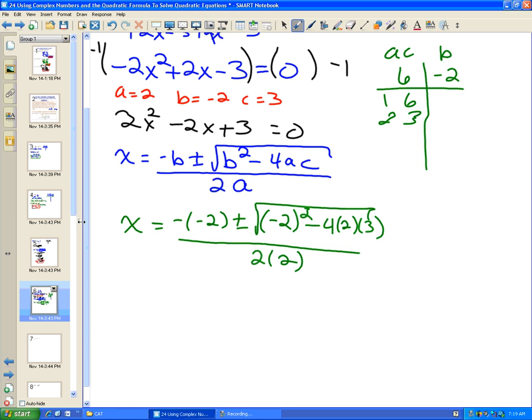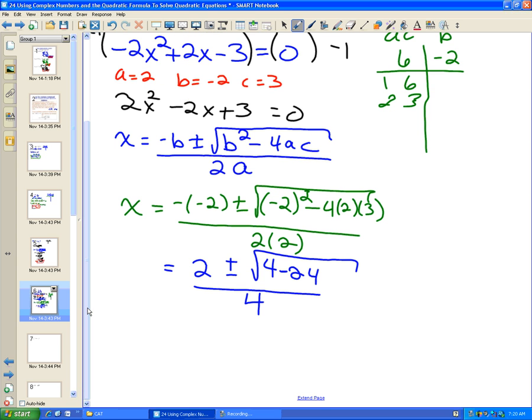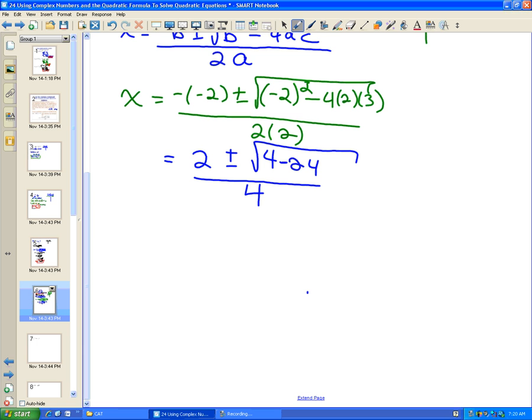I'm going to go ahead and simplify this. Negative 2 is positive 2, plus or minus the square root of negative 2 squared, which is 4, minus 4 times 2 times 3. Well, 4 times 2 is 8 times 3 is 24, so that's minus 24, all over 2 times 2, which is 4. I'm showing every gory detail. So then this is equal to 2 plus or minus the square root of negative 20 over 4.